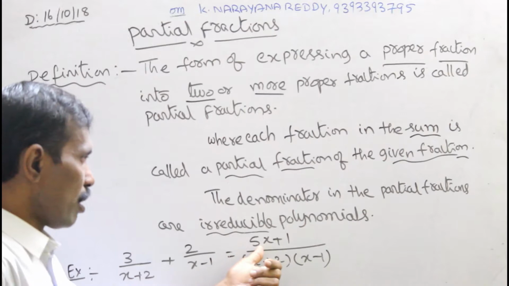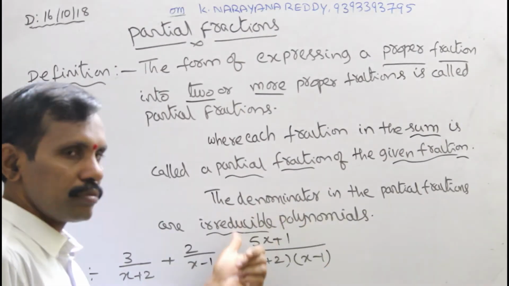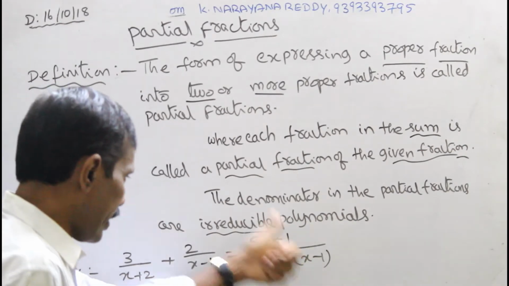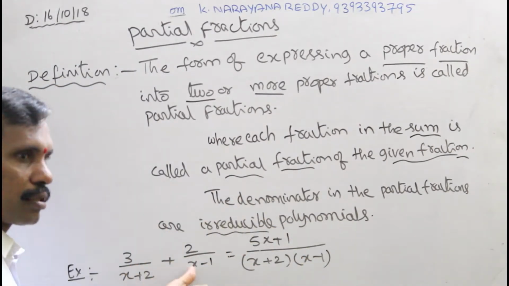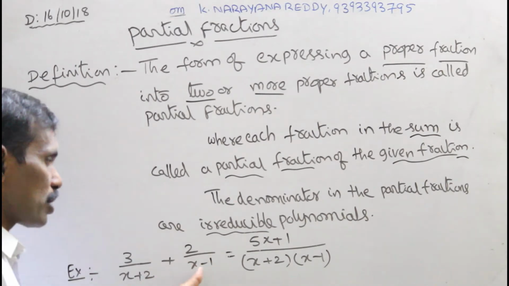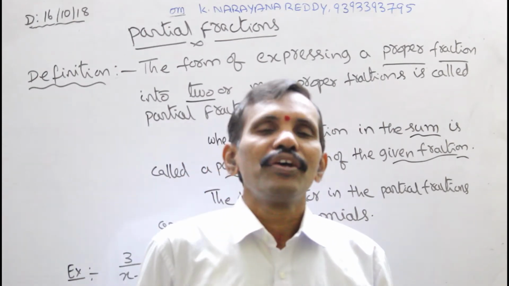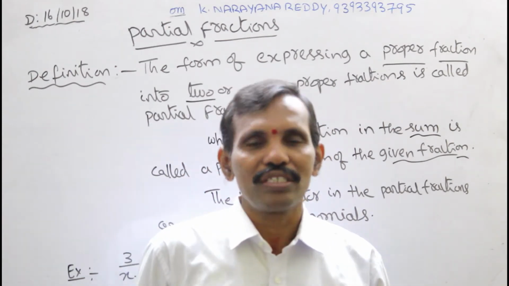So here, (5x plus 1) by (x plus 2)(x minus 1) is a proper fraction. This proper fraction can be divided into two proper fractions. In these two proper fractions, x plus 2 and x minus 1 are irreducible. Irreducible means we can't reduce, that's all.